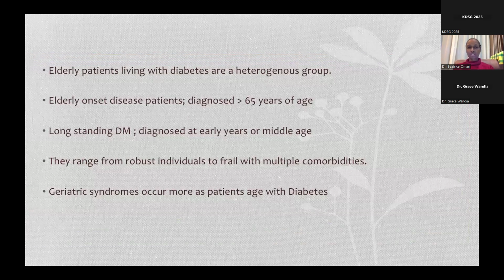So the other important consideration with our patients, especially the ones who are living with diabetes, is that they're not the same. You will meet patients who are elderly and have diabetes, but some of them might be elderly-onset disease patients. So we're talking about patients who are diagnosed with diabetes at the age of 65 and above. And we do see quite a number of those. So they're a sort of recent diagnosis.